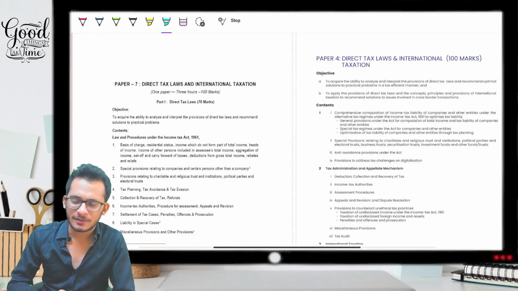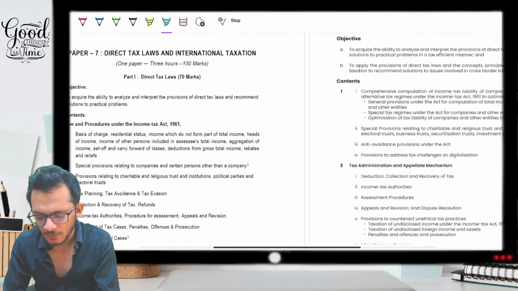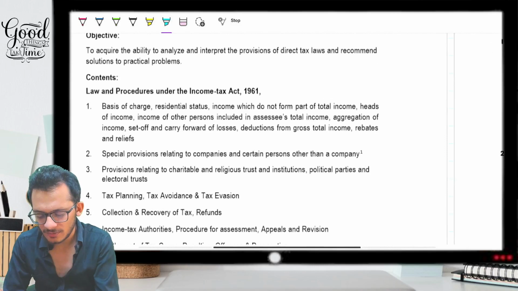Let's get into the subject. On the left side you have your old syllabus, on the right side you have your new syllabus. I'm going to quickly enlarge it to understand what the old syllabus looks like first.